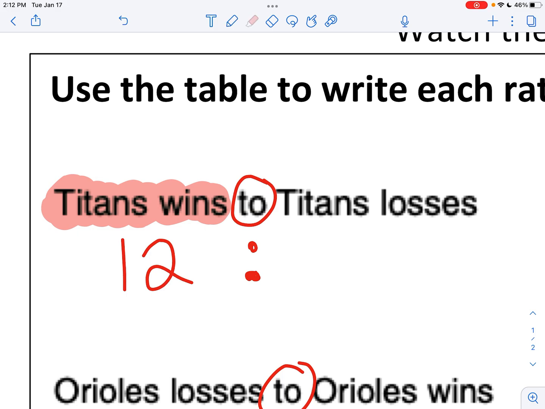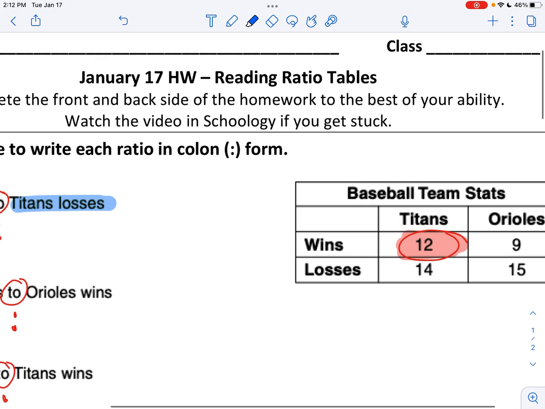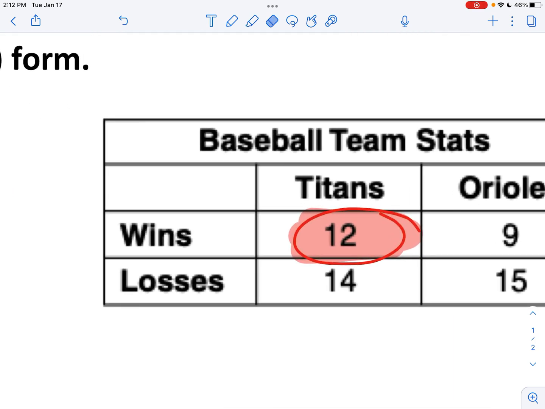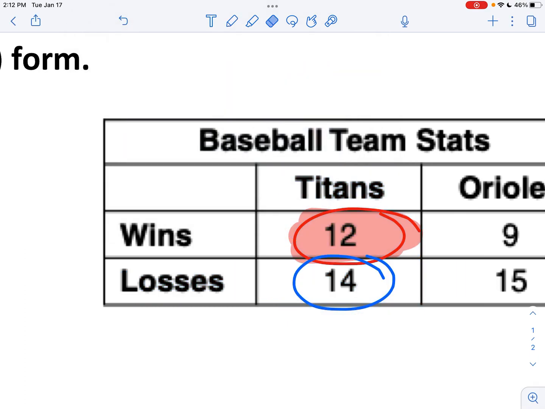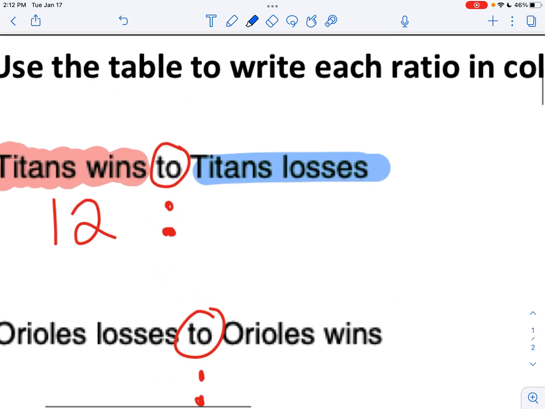Then I'm going to change my color to Titans losses. So let's see, Titans losses. So again, here's Titans, and here's losses. So this time they cross at that 14. All right, so I'm going to write 14 where it says Titans losses.